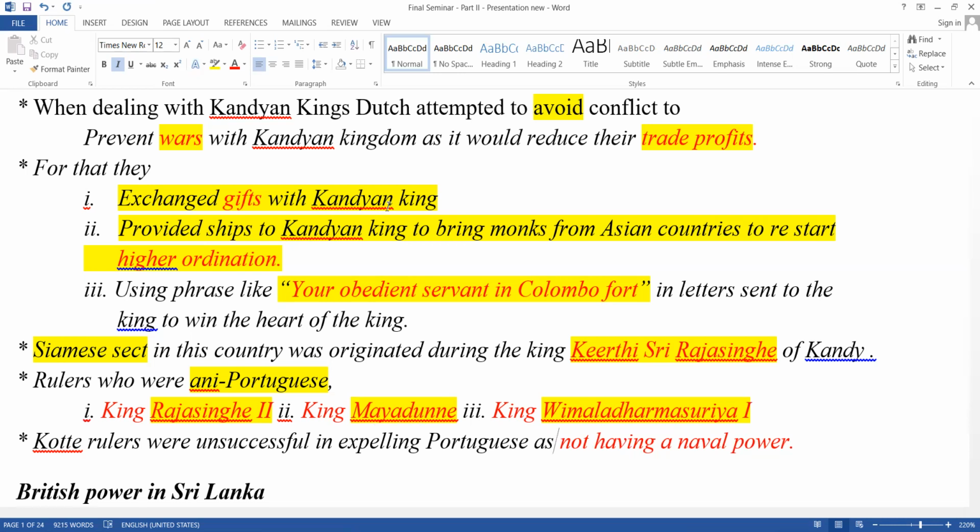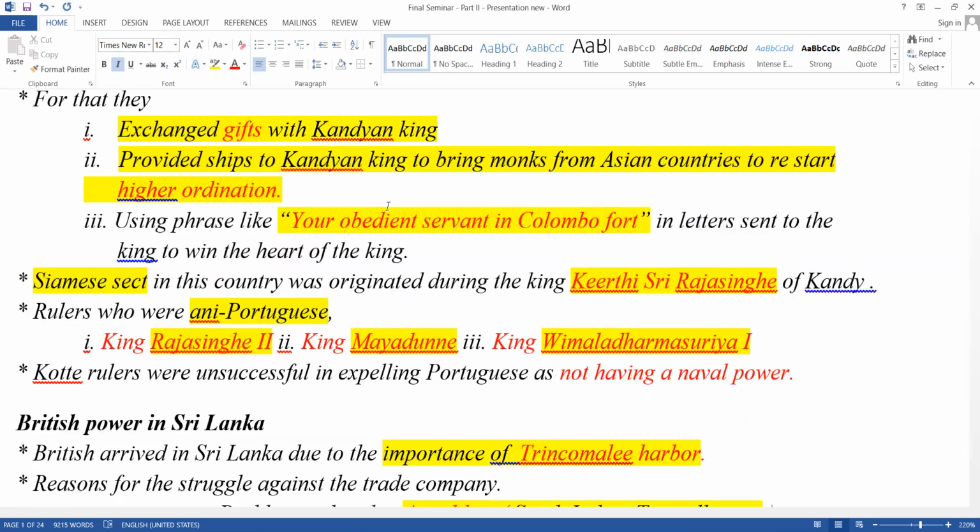Right, British power in Sri Lanka. So if anyone could not write anything, please let me know. The British arrived in Sri Lanka due to the importance of Trincomalee Harbour. They wanted to capture the Trincomalee Harbour.